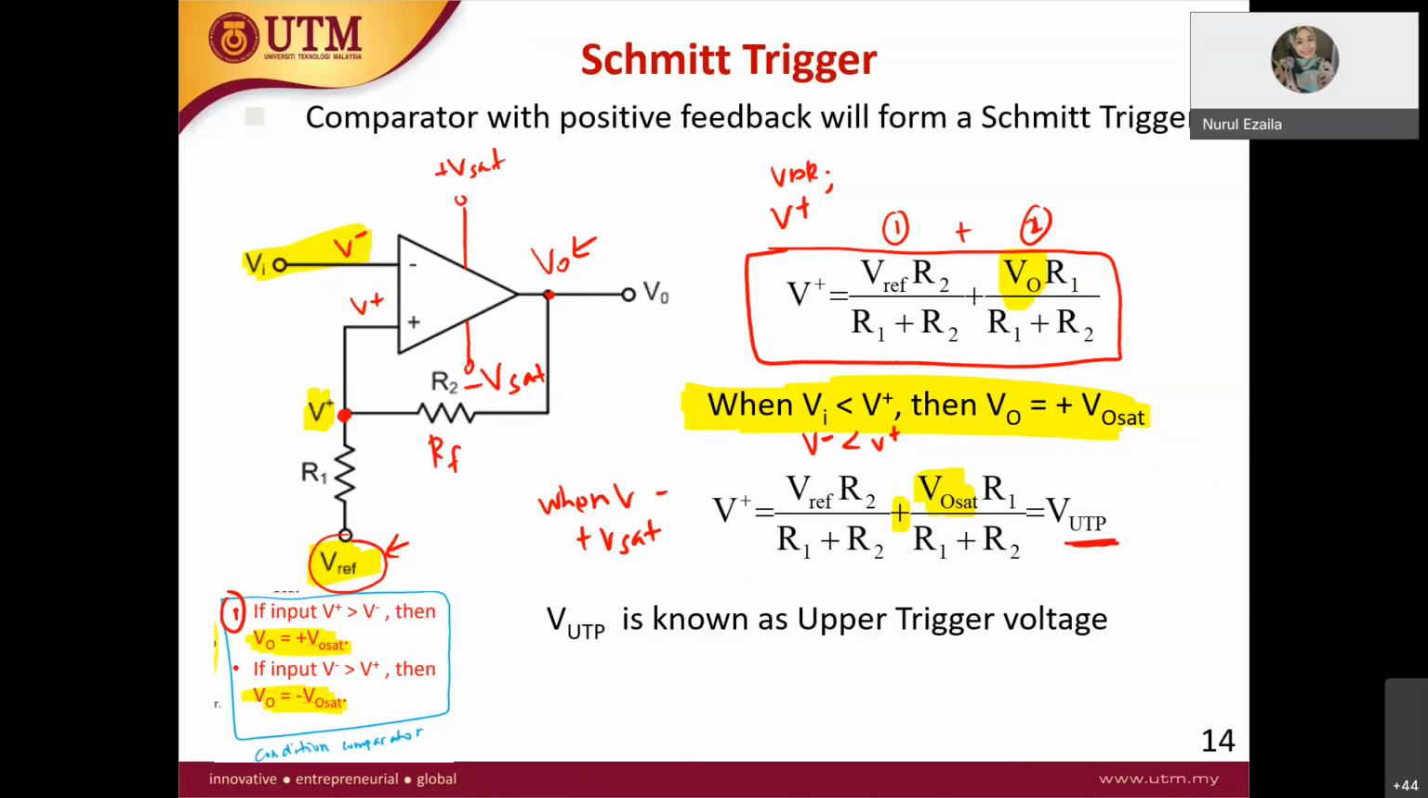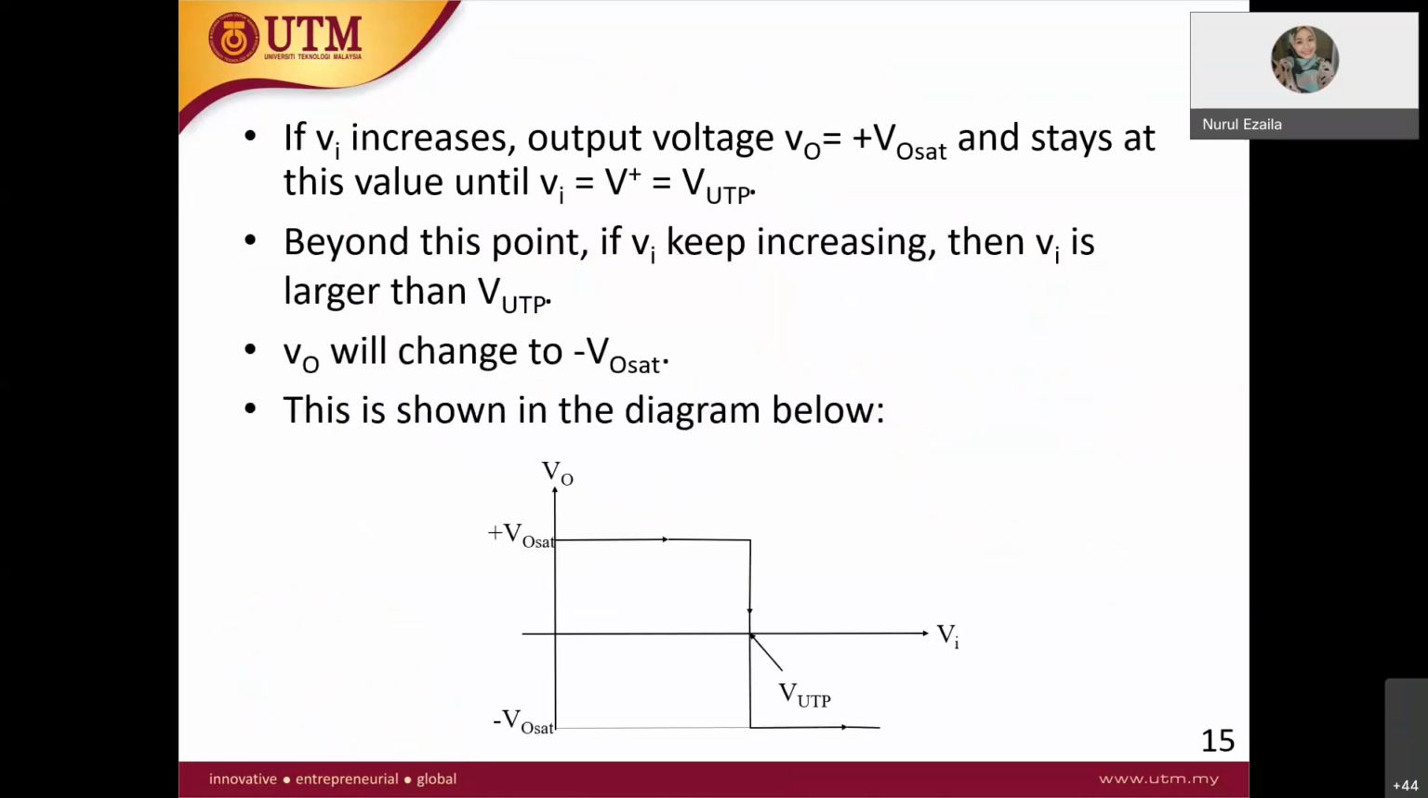Okay, when V out is equal to the V plus saturation, this one will be equal to VUTP. Now for the other condition: when V in is increased, up to here, this is your V in, the V out is equal to the positive V out saturation, and stays at this value until V in reaches VUTP, until here.